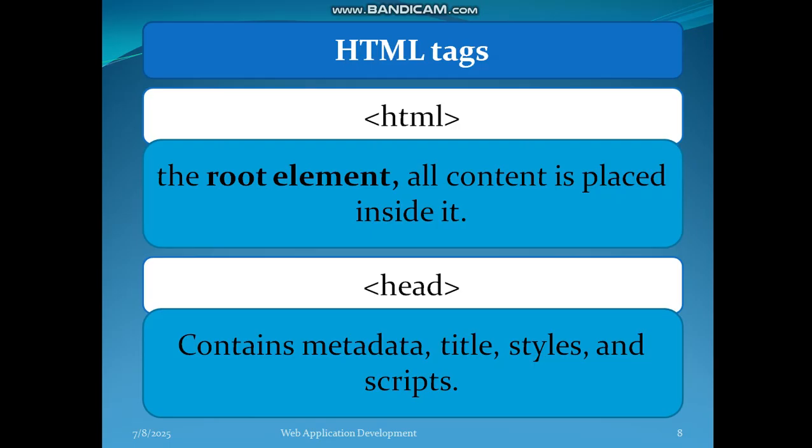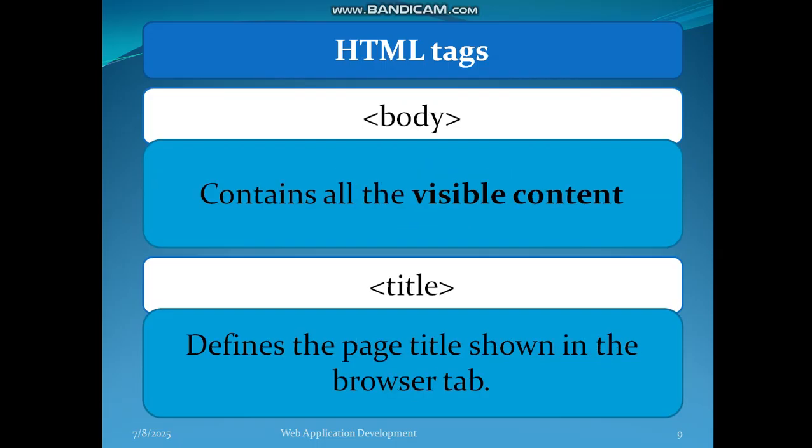The first tag we have is html. HTML is the root element. All content is placed inside it. Second, we have head. Head contains meta information like the title, styles, and scripts. Body includes all the visible contents that the user will see, and title sets the name that appears on the browser tab.